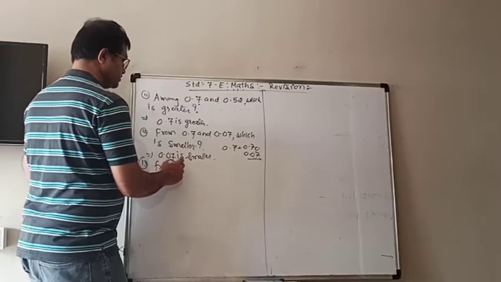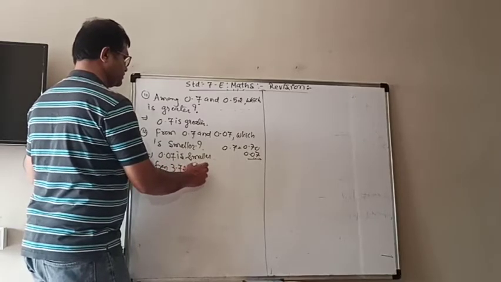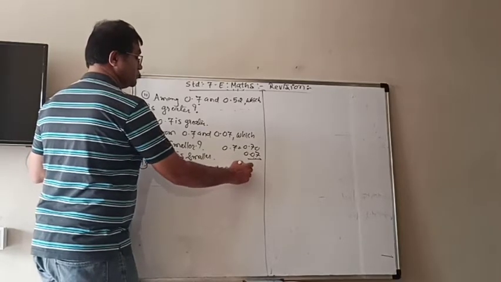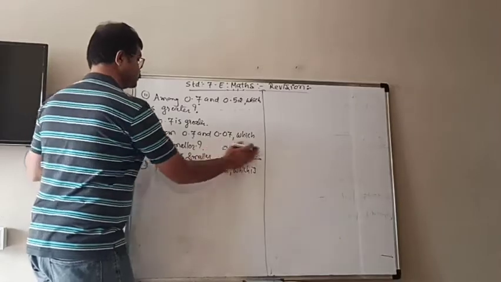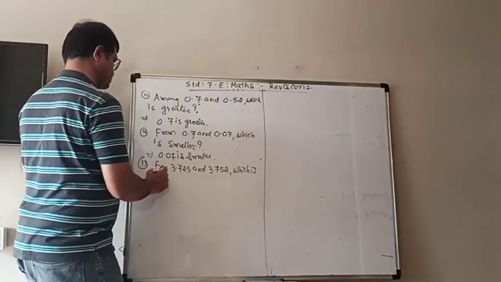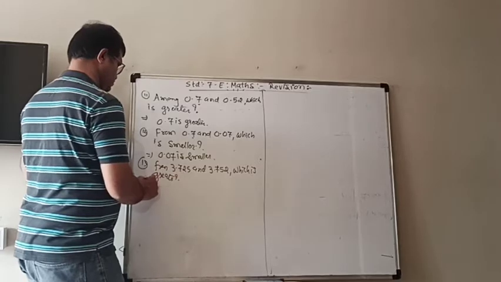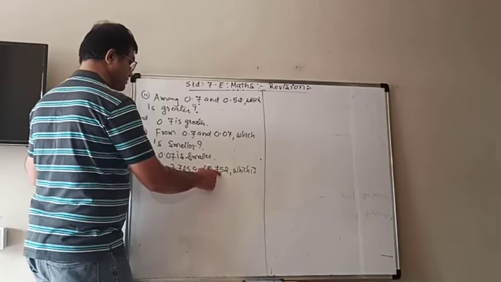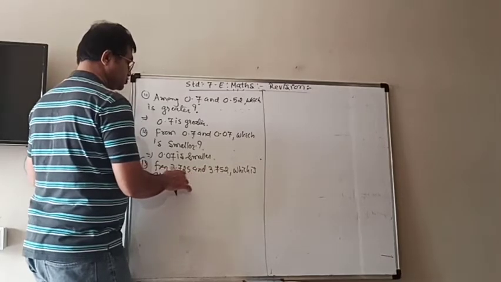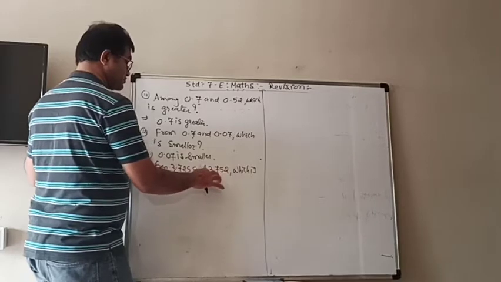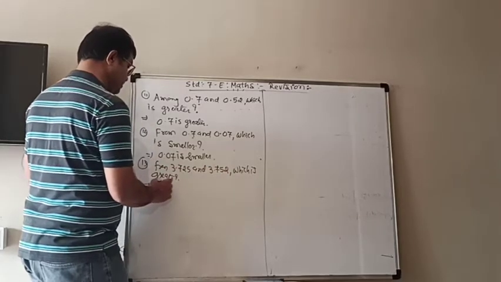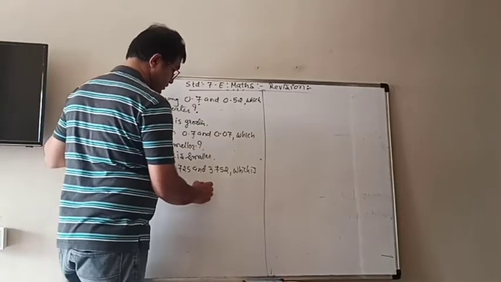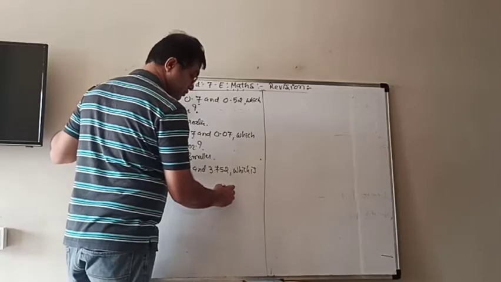From 3.725 and 3.752, which is greater? Here the first digit is the same, after the point the first digit is also the same, then you have to check the second digit, 2 and 5. Which is greater? 5. So this number is greater. Therefore 3.752 is the greater number.